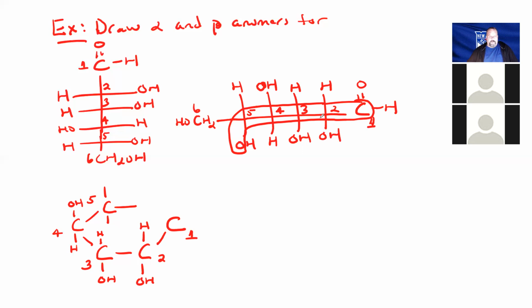Okay, so the last chiral carbon, carbon 5. Based on this picture here, we would fill in the OH to the bottom, the H to the top, and then CH2OH to the right. The problem is that it's going to be the OH that would be down here that would have to bond to form a ring with carbon 1.